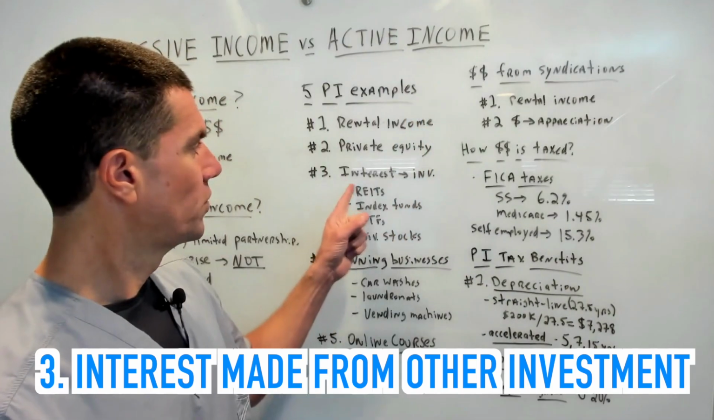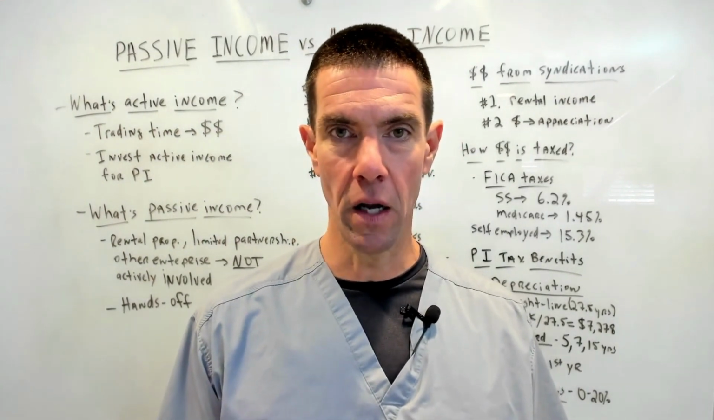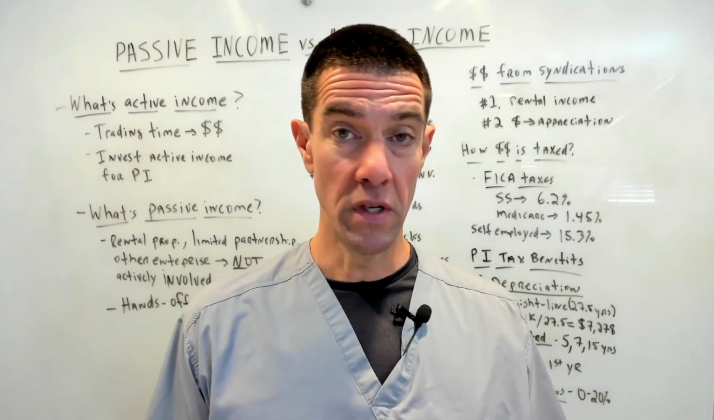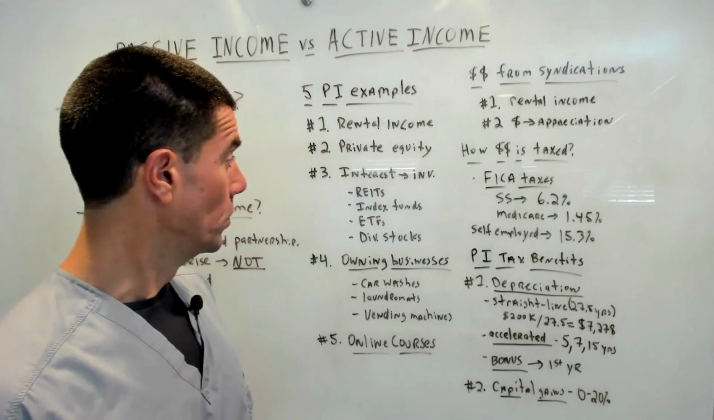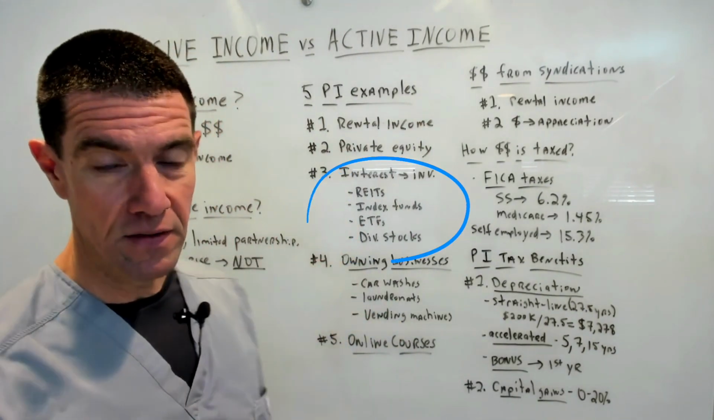Number 3, interest made from other investments. So one of the most common ways people earn passive income is the stock market with interest and or dividends. Some examples include REITs, index funds, ETFs, and dividend stocks.